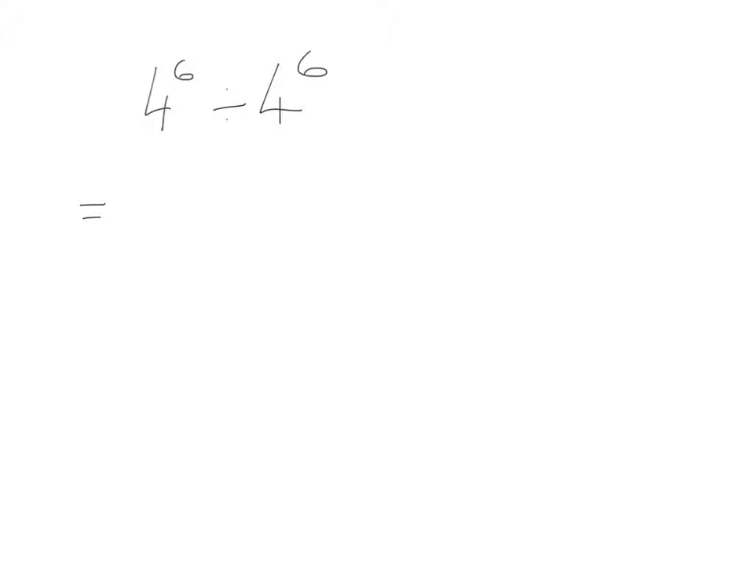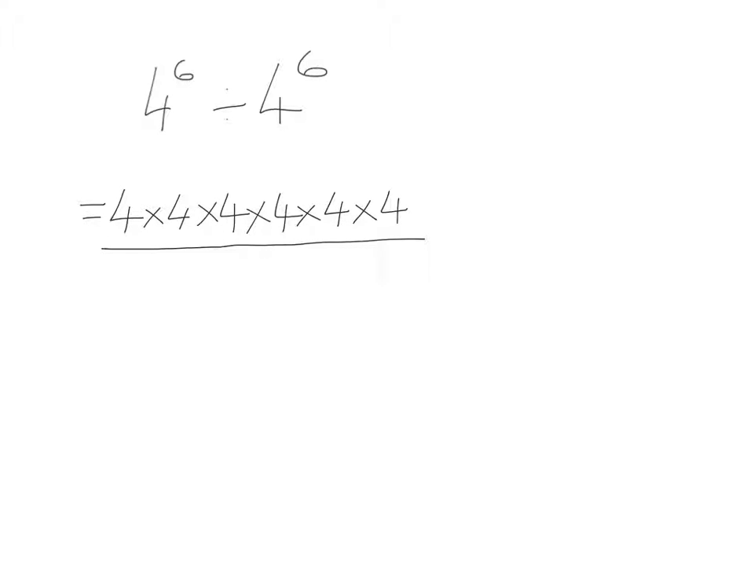So if we were to do this normally without any knowledge of indices, 4 to the power of 6 means 4 times 4 times 4 times 4 times 4 times 4. 4 to the power of 6 means 4 multiplied by itself 6 times. So that would be divided by 4 times 4 times 4 times 4 times 4 times 4. That is what this expression means, if we were to write it out without any knowledge of indices.